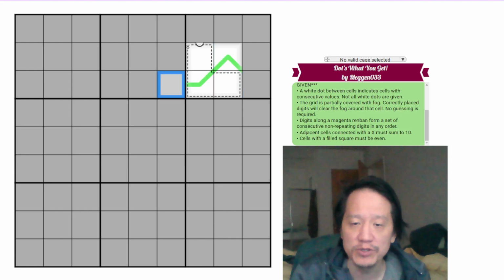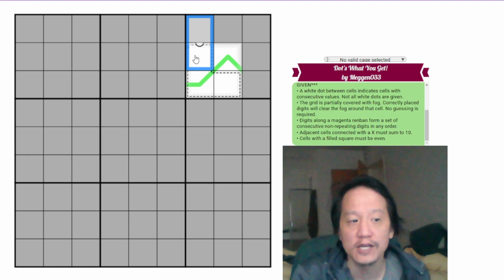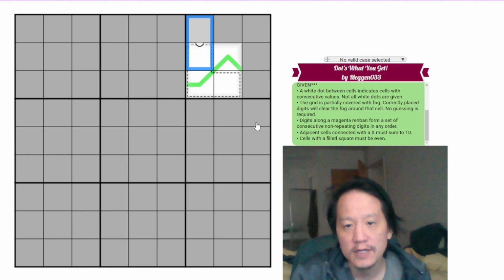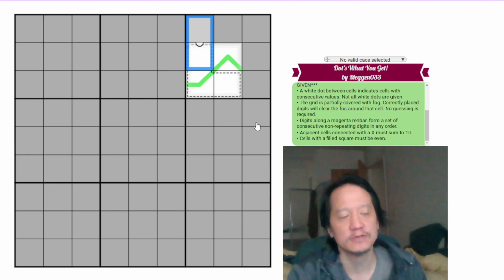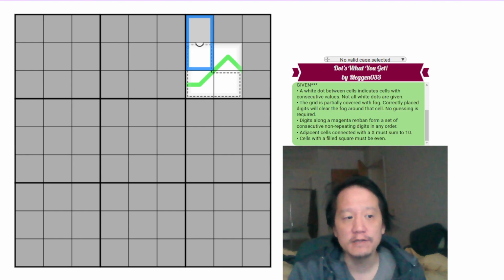Adjacent cells connected with an X must sum to 10. So say this was an X here instead of a dot. These two digits would have to add up to 10. And that's what it means. Cells with a filled square must be even. And that's just what it says. And those are all the rules.